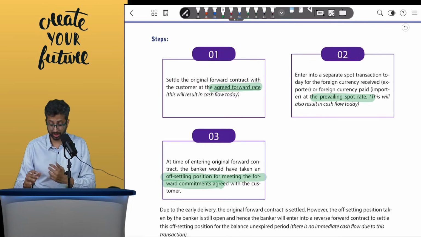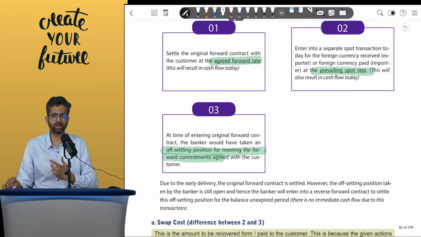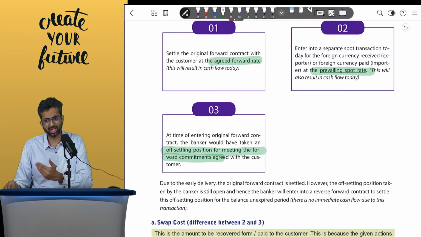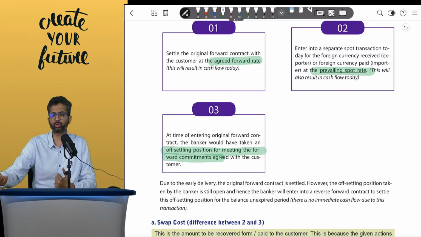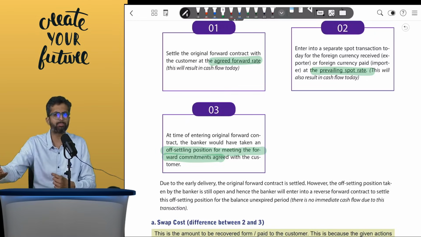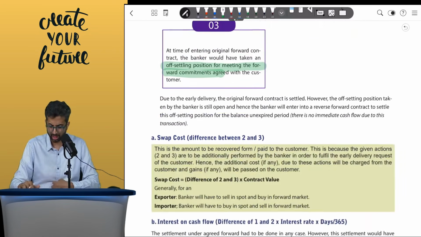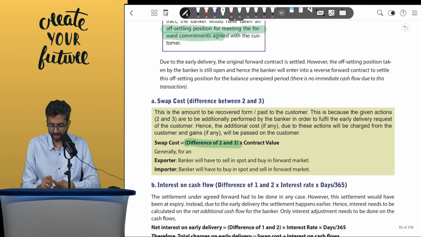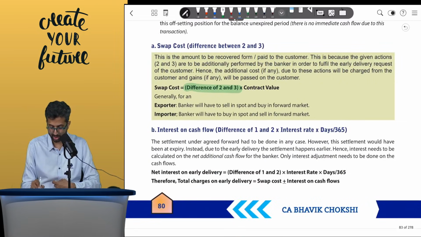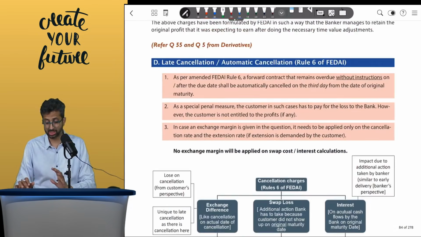Let us say for the remaining period. So the adjustments would be the difference between 2 and 3 will be called as the swap cost, which will be recovered from the customer if there is a loss to the bank, which will be paid to the customer if there is a gain to the bank. And the difference between 1 and 2 into the interest rate would be the interest adjustment, which will be paid to the customer if there is an inflow for the bank, and which will be recovered from the customer if there is an outflow from the bank. So this is swap cost, difference between 2 and 3 into the contract value. And then you have interest adjustment, is difference between 1 and 2 into interest into the days upon 365. A bit of practice is a must over here.